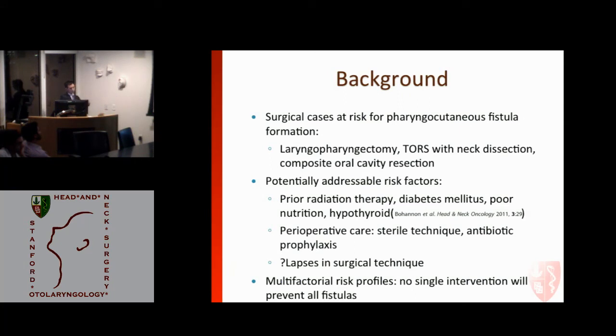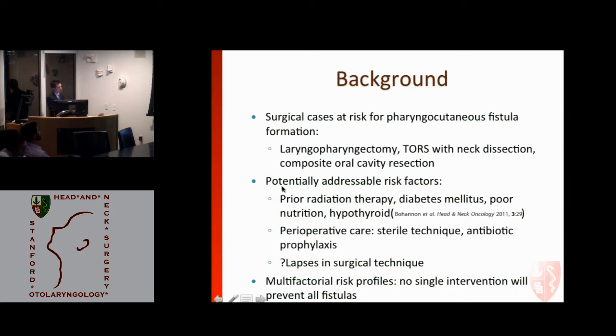Which patients are at risk for pharyngocutaneous fistula? We all know, patients who have had a pharyngectomy as part of their laryngectomy. Theoretically, patients who have had robotic surgery with neck dissections, there's a theoretical risk of creating a communication between the neck and the oral cavity, but it's a low risk. And then patients who have had composite oral cavity resections, which require defect reconstructions.